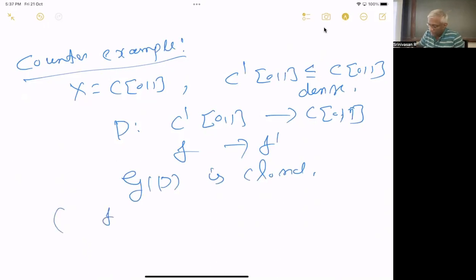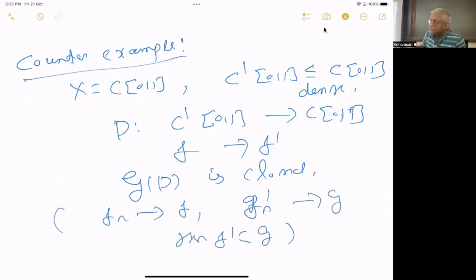Graph of D is closed means what? If fn converges to f and fn prime converges to some g, then f prime equals g. This is true, with fn converging to f uniformly in the uniform norm, not pointwise convergence. If fn converges to f uniformly and the derivative fn prime converges to some g uniformly, then g should be equal to f prime. So the graph of a differential operator is closed, but it's not bounded. This is the counterexample for the closed graph theorem.